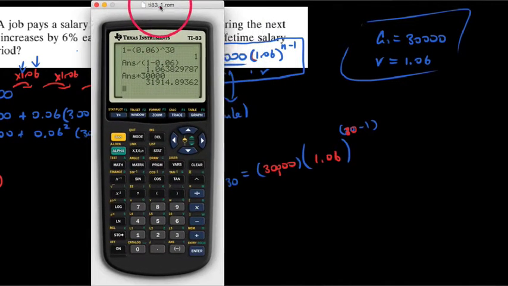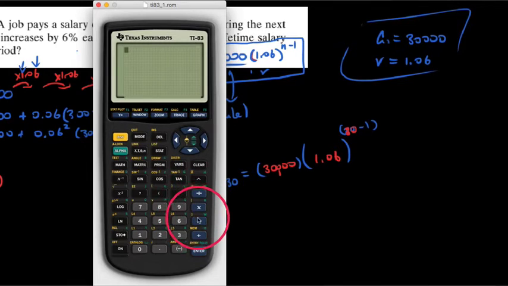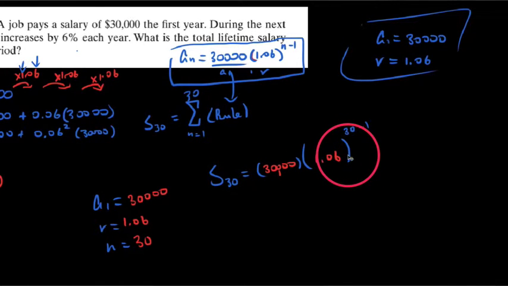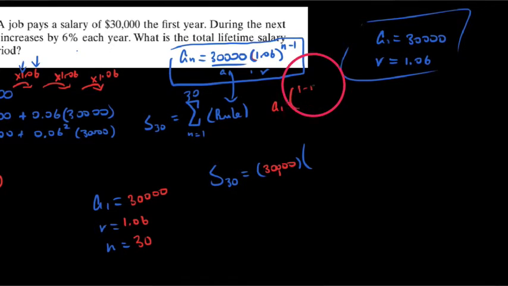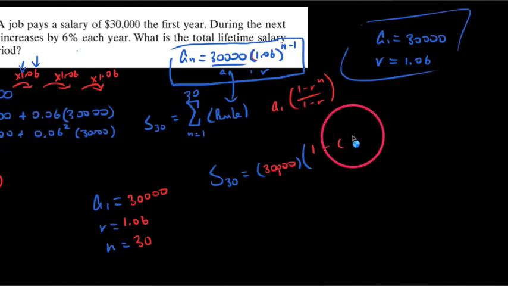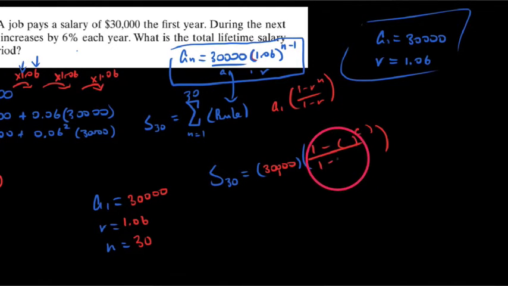So let's go ahead and do that. We say 30,000. Oh, sorry, I can't believe I just did that. We're working a sum here, and I'm sitting here writing a rule. The summation formula, of course, is A1 times 1 minus r to the n over 1 minus r. So proceeding from here, we have 1 minus r to the n over 1 minus r.